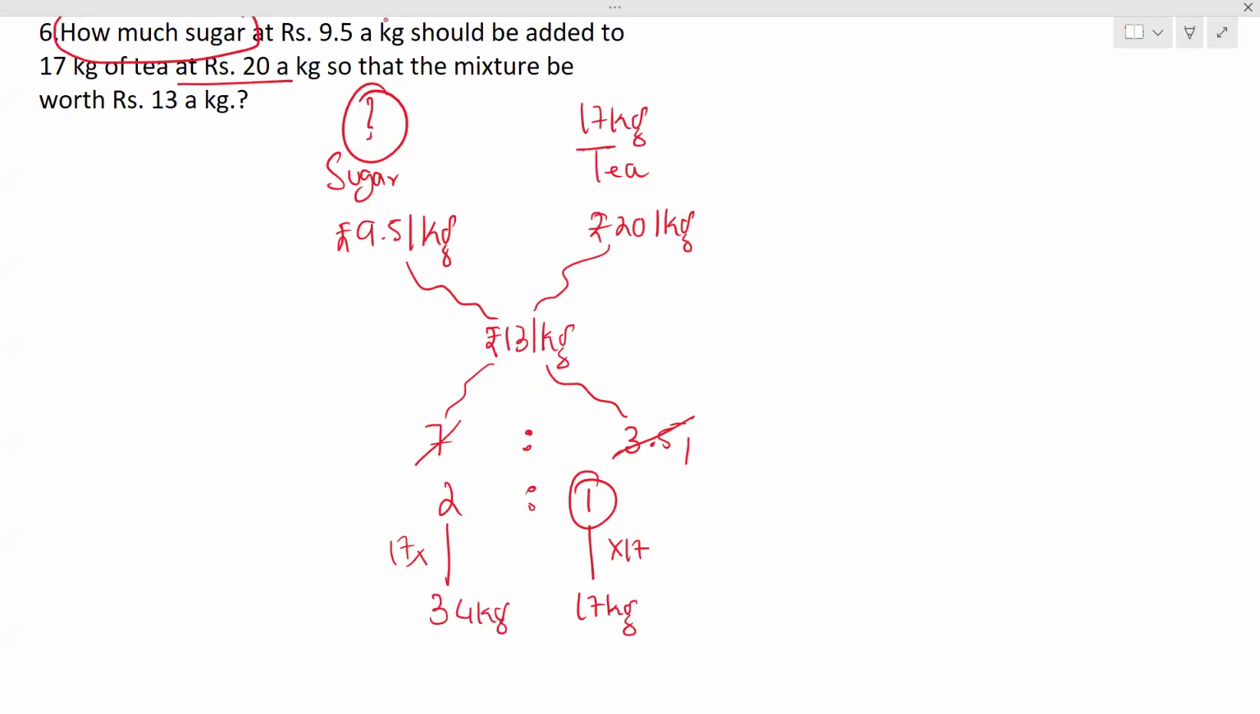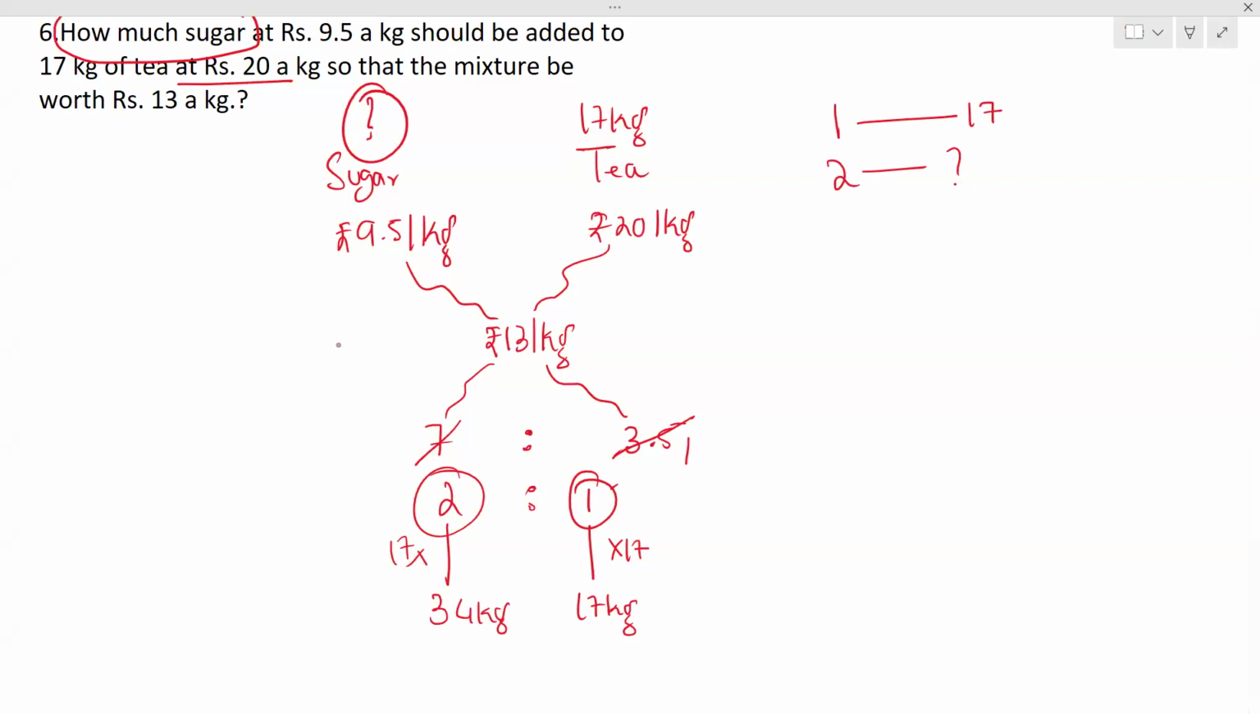Or I'll just look at it like this. One part represents 17 kg. Then two parts will represent how much? One part represents 17, so two parts will represent 34. Double it. Getting it, everyone? You need not stop here.